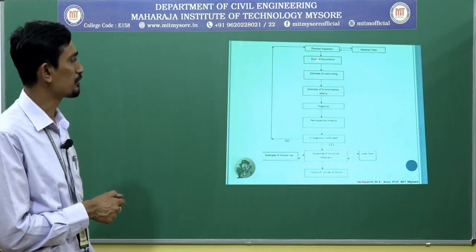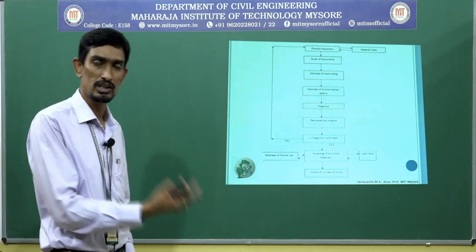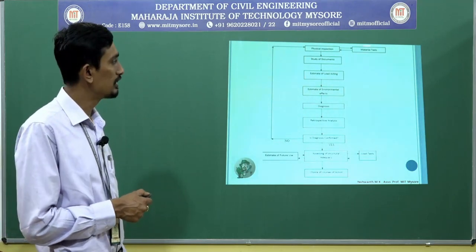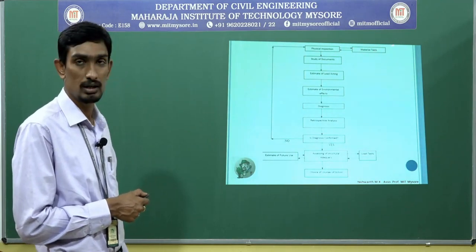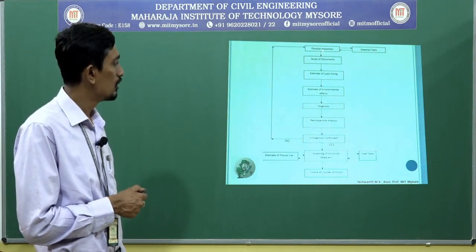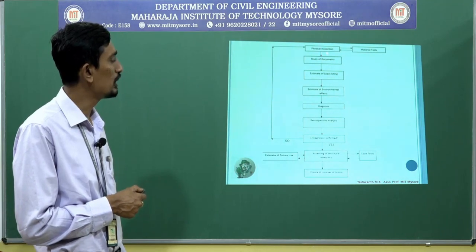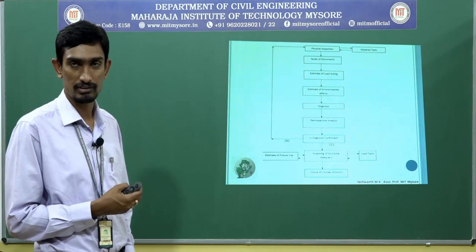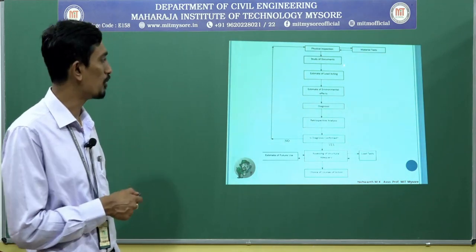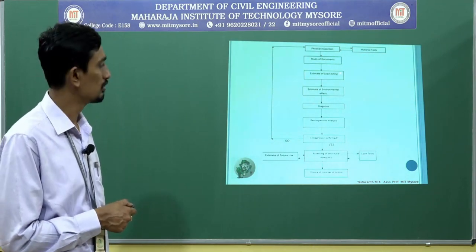So the first thing is physical inspection, that is, visual inspection, with the material test obtained. Next, whatever inspection you are going to do, you need to study the document. That is what I have been told in the step. Next step: study the document, whatever information you have collected.